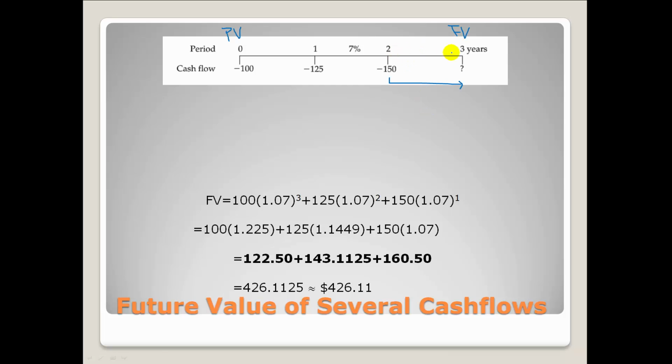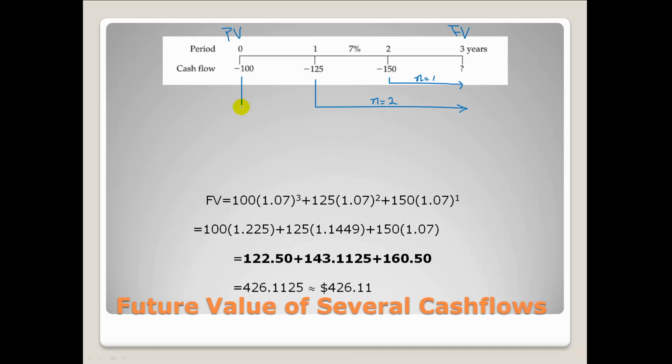And of course, that's only 1 period. So we have N equals 1. Then we're going to pull that 125 into the same period. And this is going to be held from period 1 to period 3. So that's 2 N. So N is equal to 2 here.